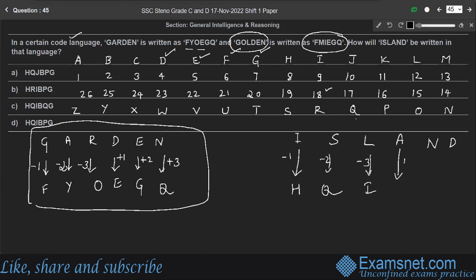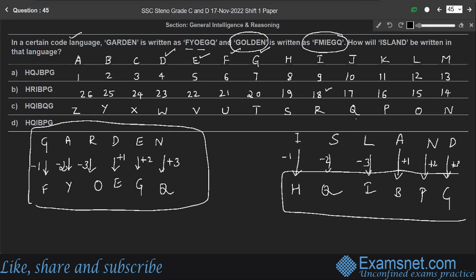And the last three numbers, plus 1, plus 2, plus 3 respectively. A plus 1 is B, N plus 2 is P, right? And D is 4, plus 3 is 7, which is G. Therefore, code for island is HQIBPG. HQIBPG, option D is the right answer. Last option is the right answer.